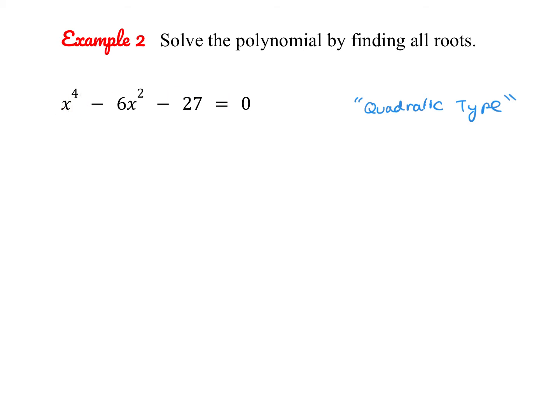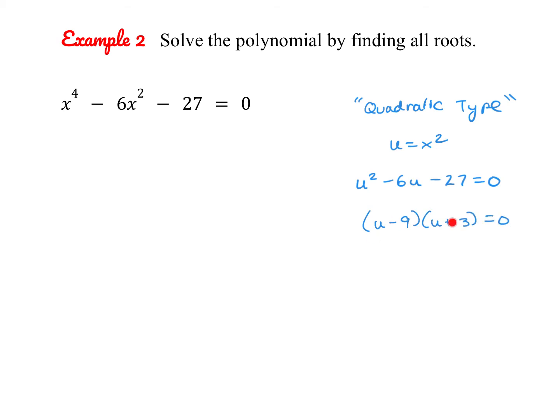We could actually use substitution. So let's say we replaced our x squared with just u. So then that would make this equation into u squared minus 6u minus 27 equals 0. So now it's a quadratic equation that we can factor. So it becomes u minus 9 times u plus 3 equals 0.